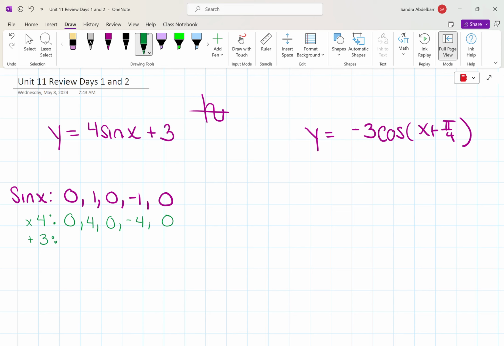So 0 plus 3 is 3, 4 plus 3 is 7, 0 plus 3 is 3, -4 plus 3 is -1, 0 plus 3 is 3. And these are the y coordinates.